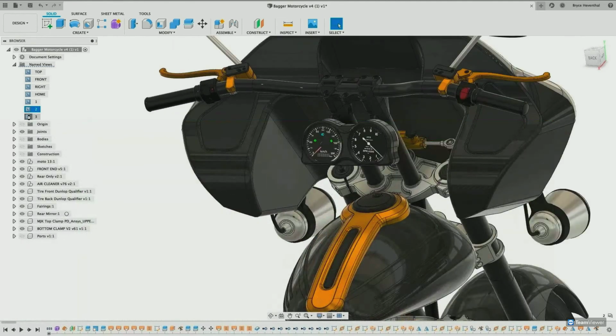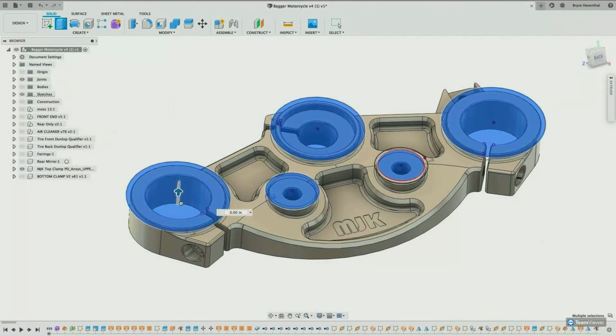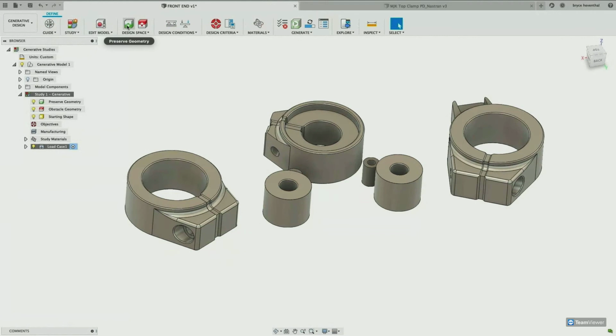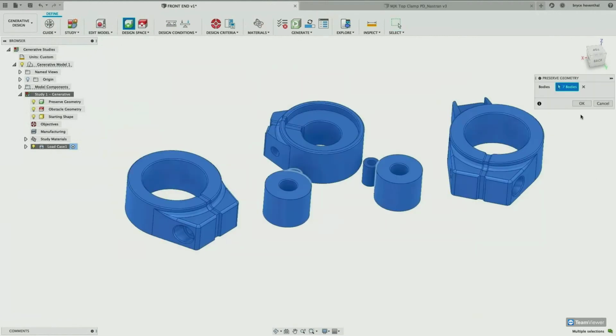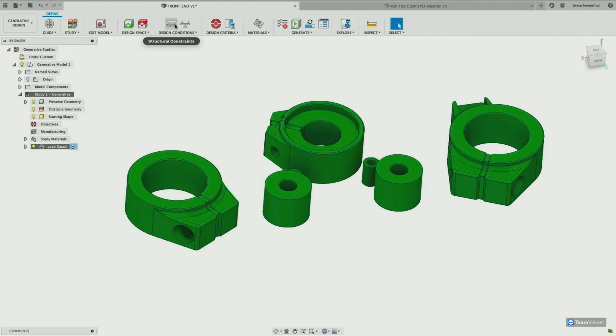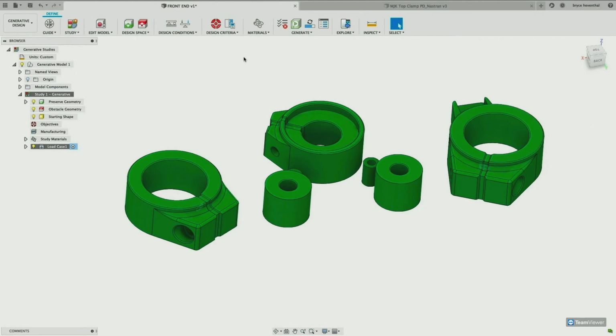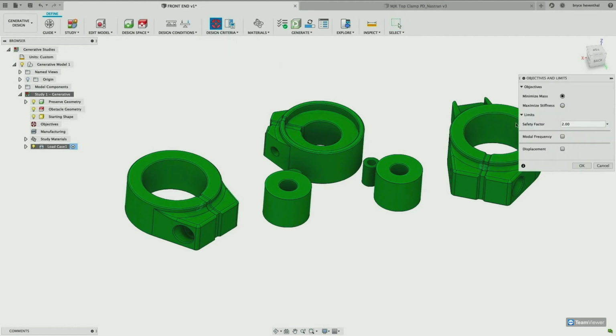So here we have the motorbike. We're isolating the component and we are preserving regions. These are the regions that are important. They interface with the rest of the motorbike. So that geometry will be preserved. Part of the generative design process is to specify what geometry to keep. We're adding structural constraints. We're fixing the outer 2 collars. And we are then going to add a structural load to the central collar.